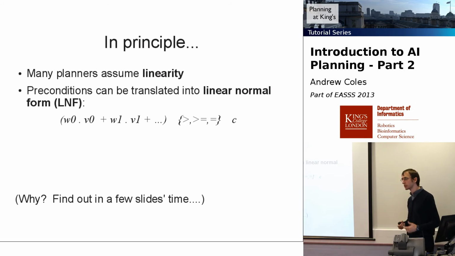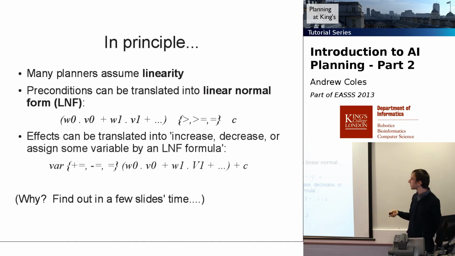Now, I said in principle, it was a bit of a weasel word. In practice, most planners assume that we're working with linear formulas, so they're written in linear normal form. In other words, for preconditions we say that some weighted sum of the variable values in the current state is either greater than or equal to some real valued constant. So we assume that preconditions can be translated into LNF. You don't necessarily have to write them in LNF in the planner, but we assume they can be translated into LNF. It's a fairly easy process to automate if it can be done.